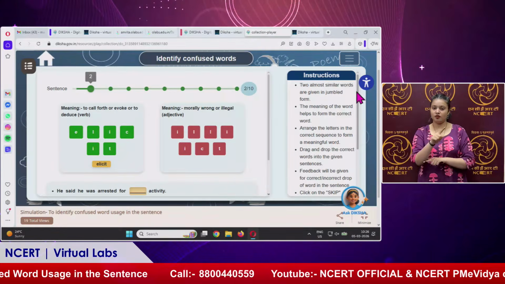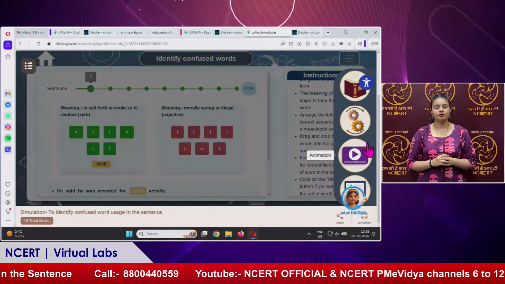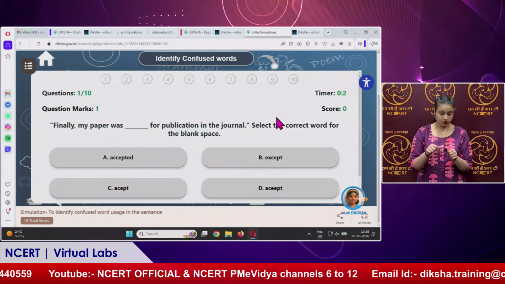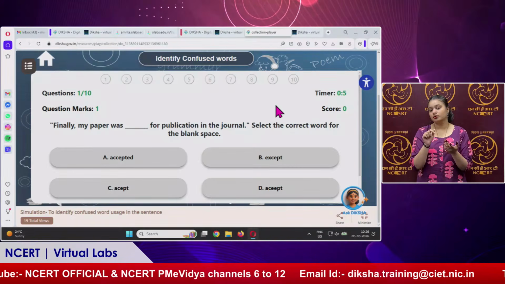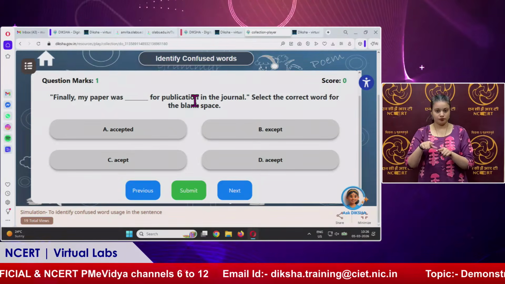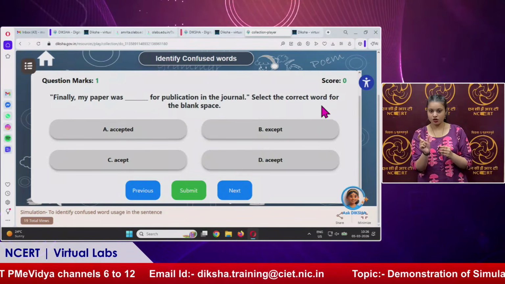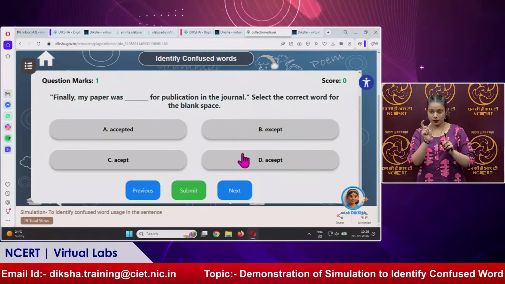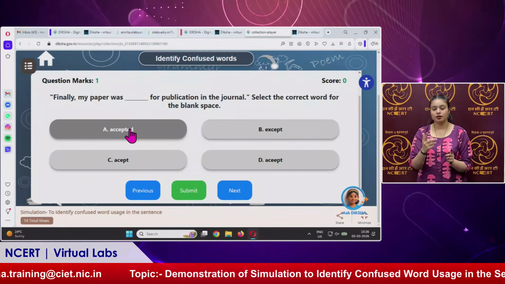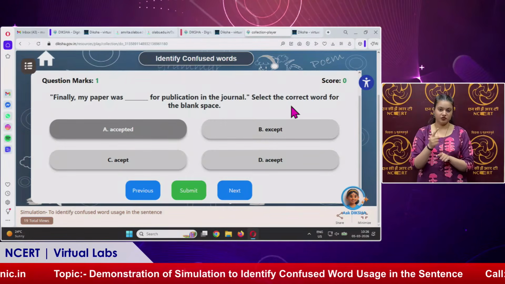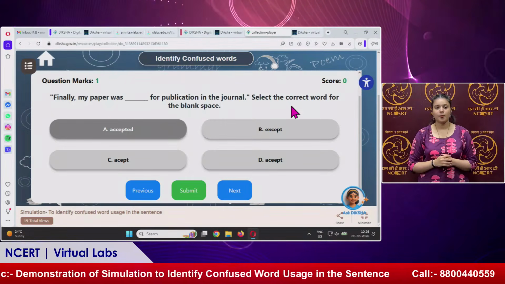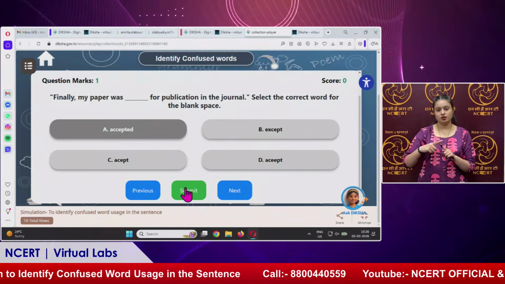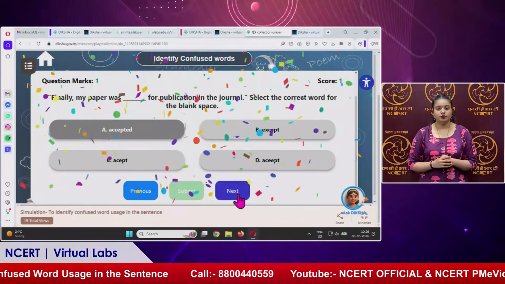So let us quickly go to the Viva Voce, which will be the last 5 questions, to see your learning over here. For example: finally my paper was dash with the journal. Select the correct word. Accepted, accept, except. A1, because this is a verb, as we said in the beginning, and accept is accepting something. EXCEPT excludes that part. This is the correct answer.